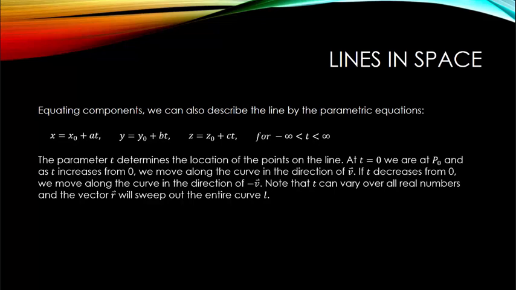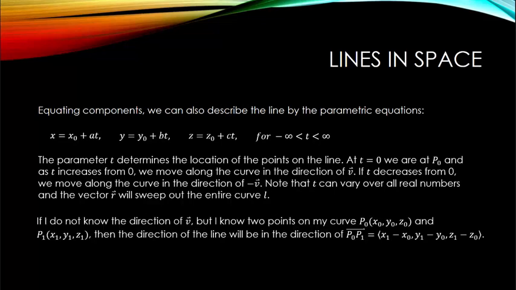At t equal to 0, we're at p sub 0, and as t increases from 0, we move along the curve in the direction of the positive vector v. If t decreases from 0, we move along the curve in the direction of negative vector v. Note that t can vary over all the real numbers, and my vector r will sweep out the entire curve for my line L.